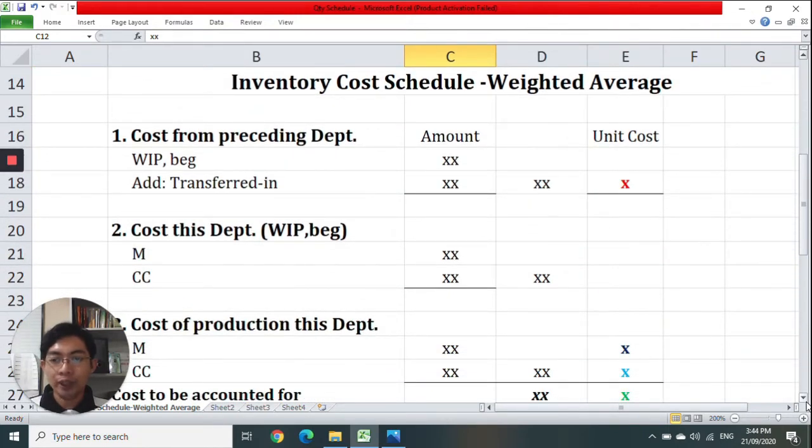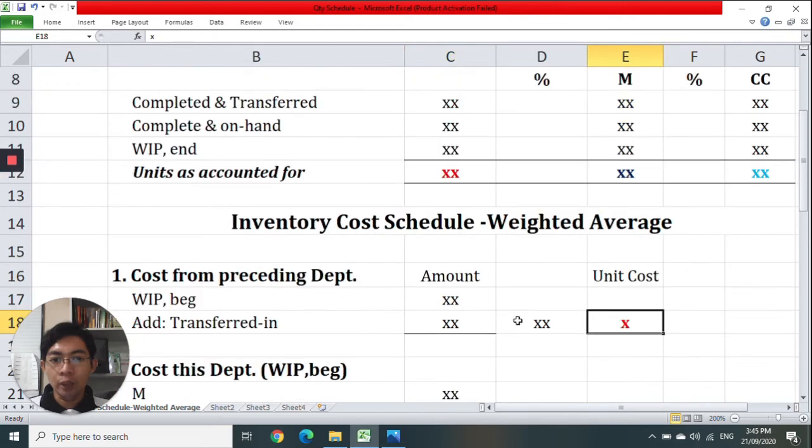Now for the inventory cost schedule weighted average, the first part, number 1, is the cost from preceding department, which is composed of the WIP beginning amount, add the transferred in amount, then get the total. And then as you can see in here, you get your unit cost. And how do we compute for the unit cost? We divide the total cost from preceding department by the units as accounted for. So we label here the color as red.